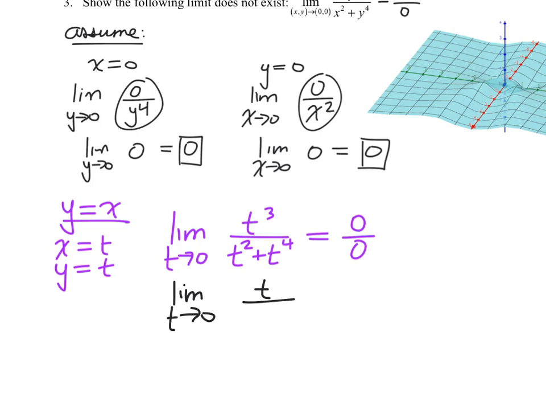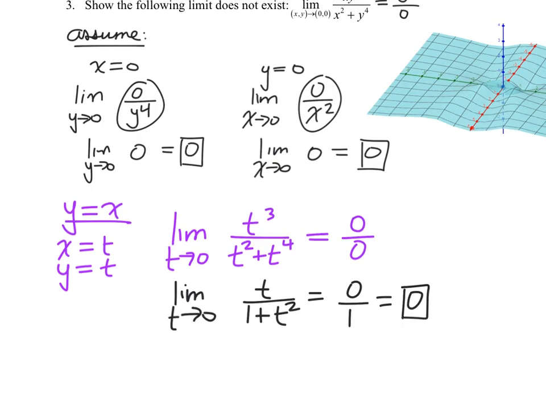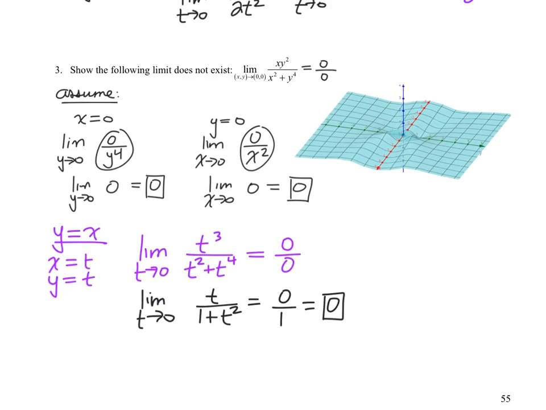T over 1 plus t squared, in which case you get 0 over 1. The better answer, I guess, but unfortunately not a unique answer. Like, dang, I'm going to be at this one all day. But what you have to take into account is that you could choose any function you want that relates x and y. Anything.